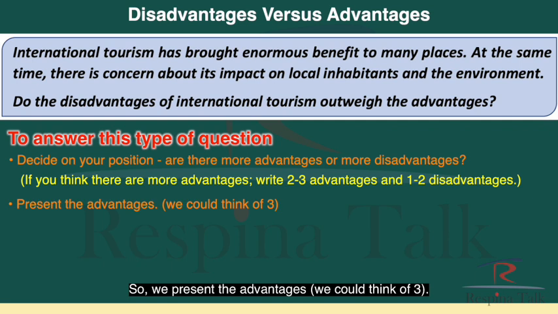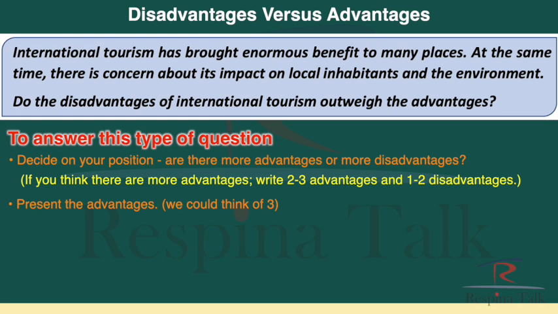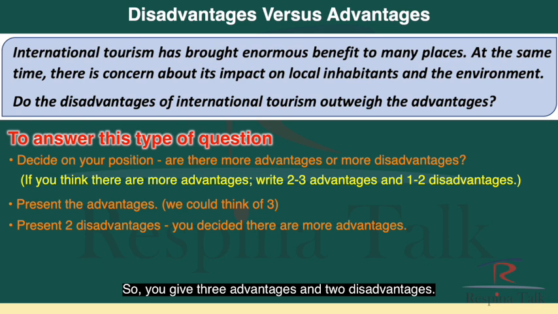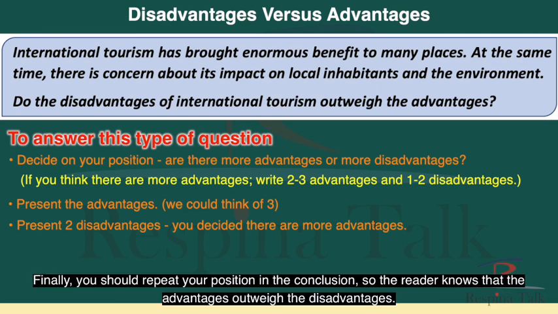So we present the advantages. We could think of maybe 3. And then we present 2 disadvantages because you have decided that there are more advantages. So you give 3 advantages and 2 disadvantages. Finally, you should repeat your position in the conclusion, so the reader knows that the advantages outweigh the disadvantages.